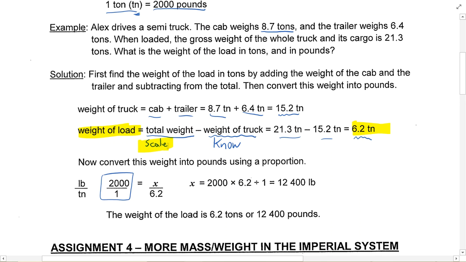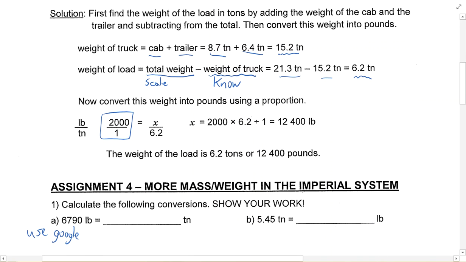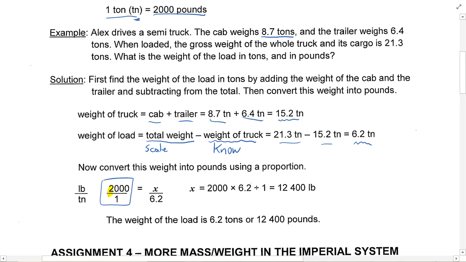You have your scale, and this is the known. When they sell the truck, they actually have to post these measurements on the side. So then you can calculate the weight of the load and make sure you're not overloaded. You can take 6.2 tons and convert that into pounds using a proportion. 2,000 over 1, from your unit conversion, equals x, which we're trying to find, over 6.2. Cross multiply, divide.